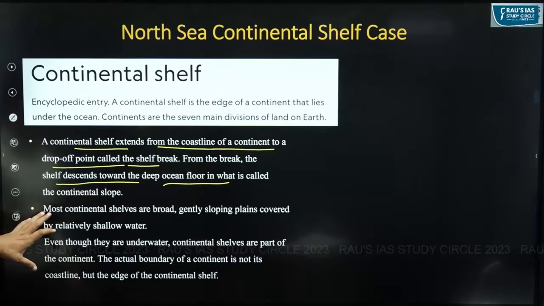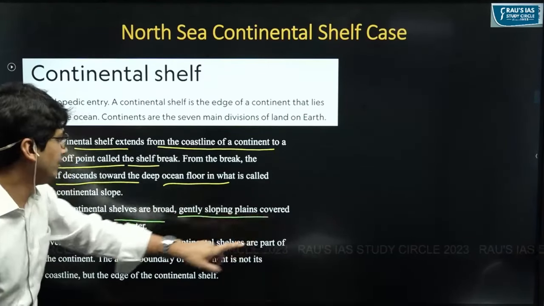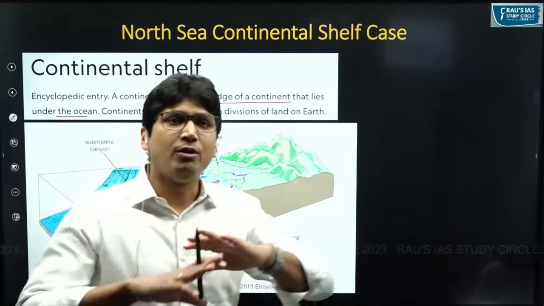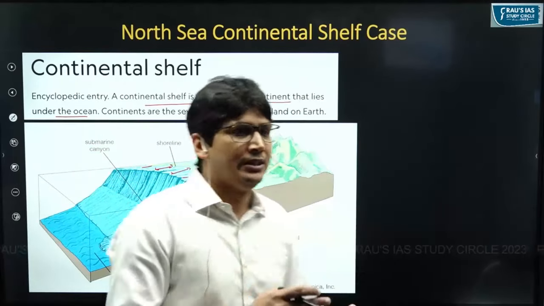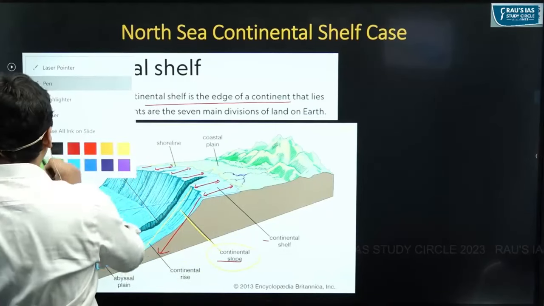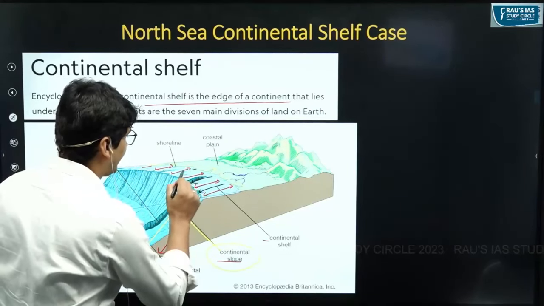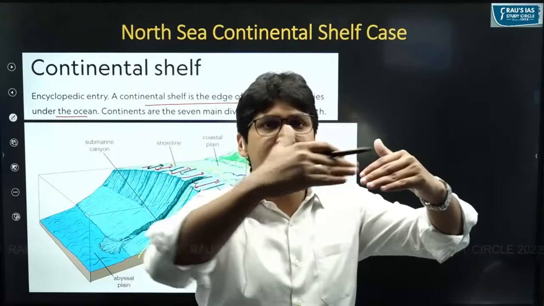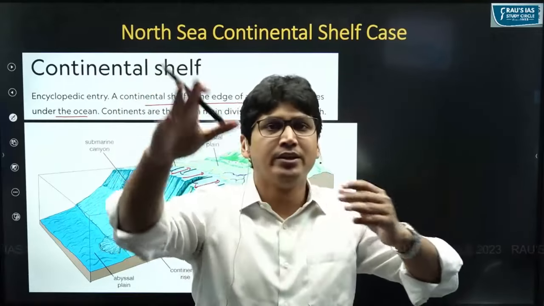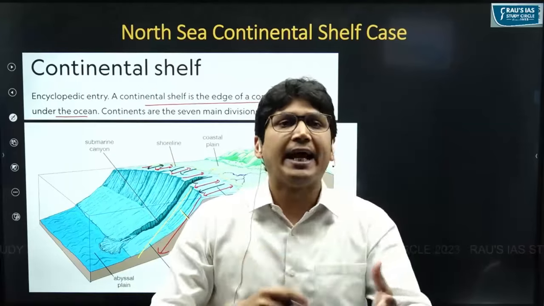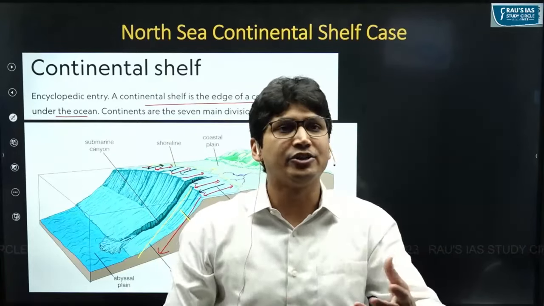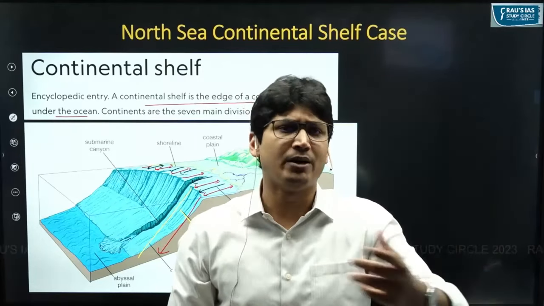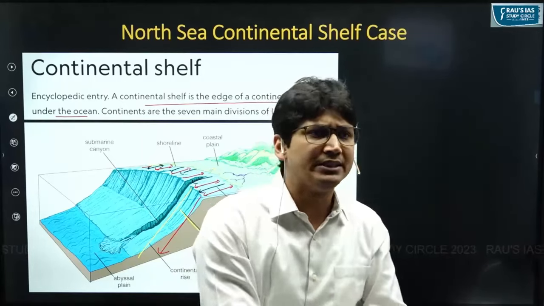It then says that most continental shelves are broad, gently sloping plains covered by relatively shallow water. So, from a general understanding, coming to the legal perspective, this is what the different sovereign states try to reclaim. Or if there are adjacent states along a certain water area, then how should they calculate their continental shelf, so that their sovereignty extends so far and they can get the maximum amount of area with respect to the sea.